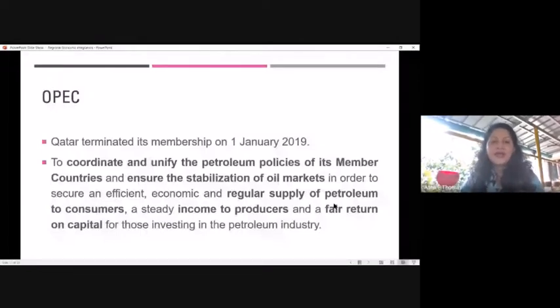So, as I said, the aim is to unify the petroleum policies of its member countries, ensure stabilization of oil markets, regular supply of petroleum to the consumers, income to the producers, and fair return on capital. These are the basic principles behind the formation of this regional integration. Primarily, they are to protect the oil market in the world economy. Protecting the oil market definitely means promoting the interest of all the stakeholders. So it is an association formed between the oil selling countries. Now there are 13 member countries.